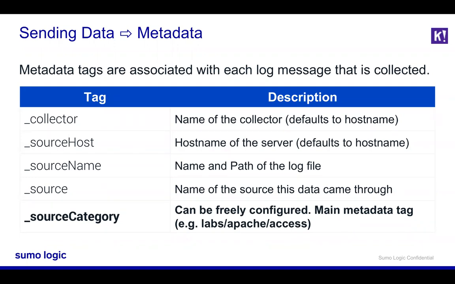But the fifth option that you saw that I utilized, the source category /labs/Apache, which we will utilize later, can be freely configured. So a main metadata tag could be labs/Apache/access to get hold of the access logs from the Apache server. The nice thing here is that we have good documentation, and you're going to see that later, where we walk through naming conventions and stuff like that.